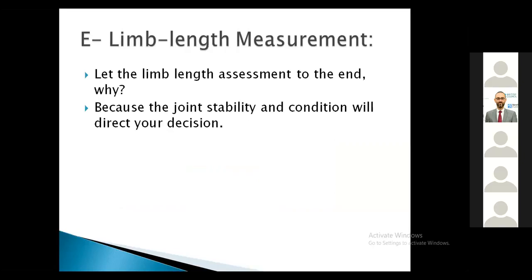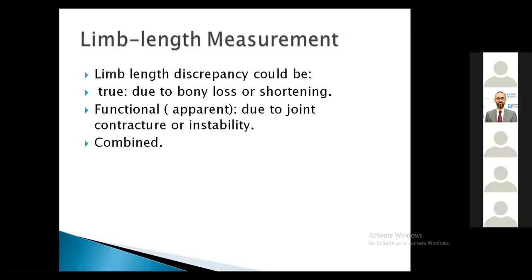Return back to limb length measurement. Let the limb length assessment be the end. The last thing to think about is limb length discrepancy, because joint stability and condition will direct your decision. If you have an unstable joint, limb length correction will be dangerous for this joint.